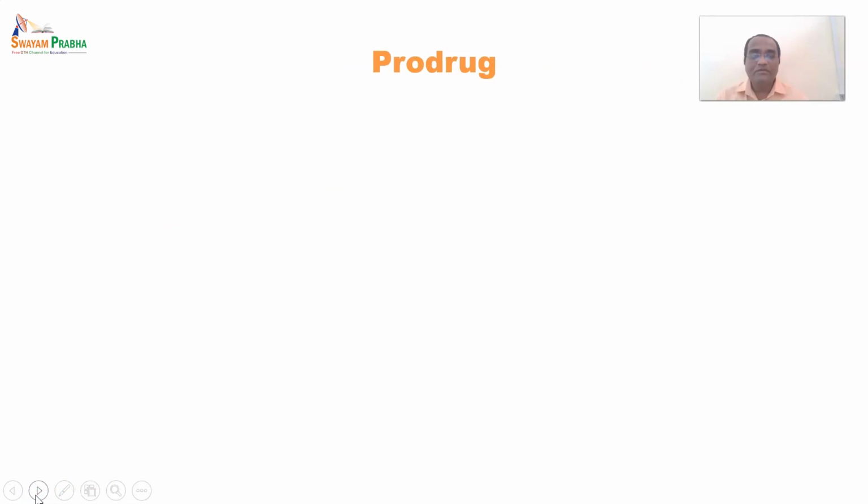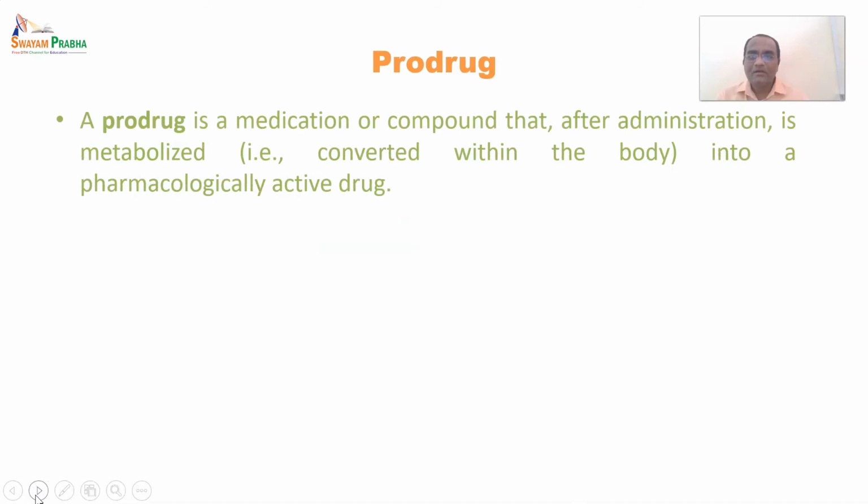Now we'll come to the next concept, that is prodrug. A prodrug is a medication or a compound that after administration is metabolized and converted within the body, and then becomes pharmacologically active. There are four processes in pharmacokinetics, that is absorption, distribution, metabolism, and elimination.